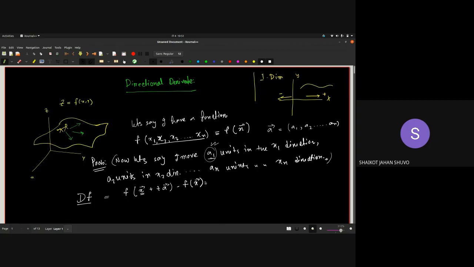And now what we need to do? We need to divide it by something, and finally we want to take the limit to be 0, right? That's how we ordinarily define our derivatives, through the definition of a limit. So notice that there's this parameter t. This t controls how much you move, because t gets multiplied with all these a's, right? So you divide by t and you take the limit as t goes to 0. This is the definition of your directional derivative.